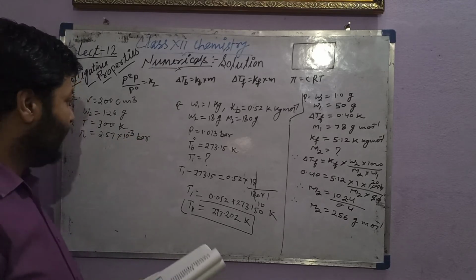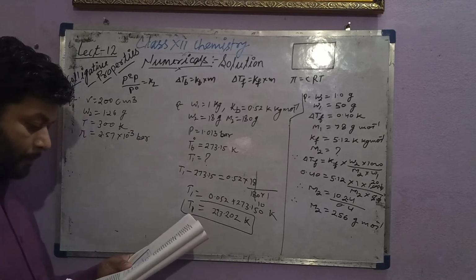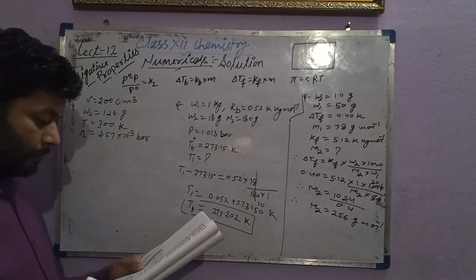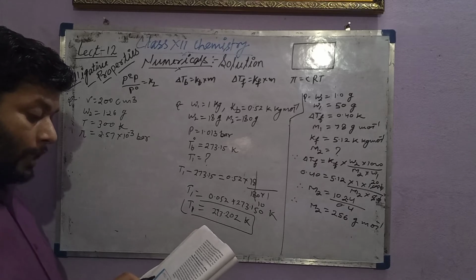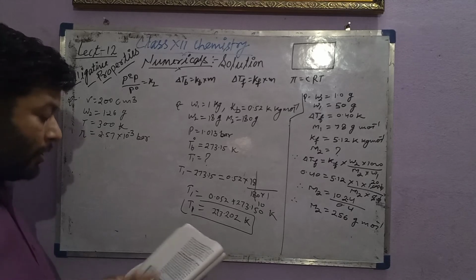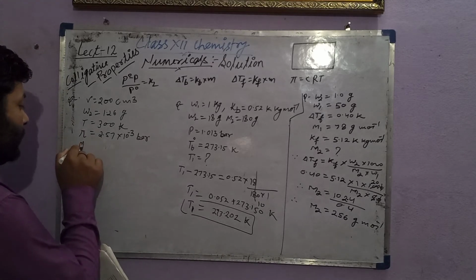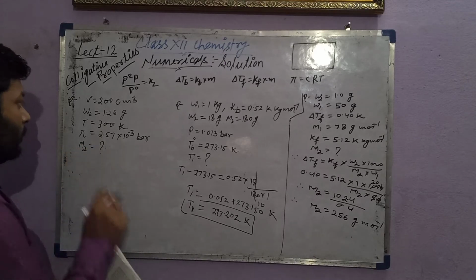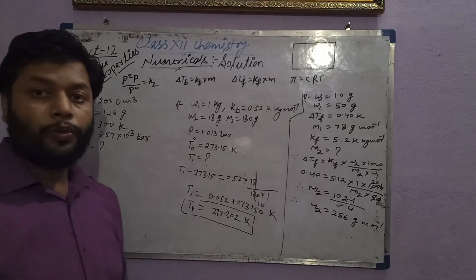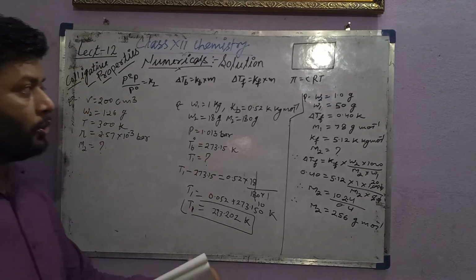Bar. 2.57 into 10 to the power minus 3 bar. Then what is the question? Calculate the molar mass of the protein M2. So you can see the formula pi equal to CRT.